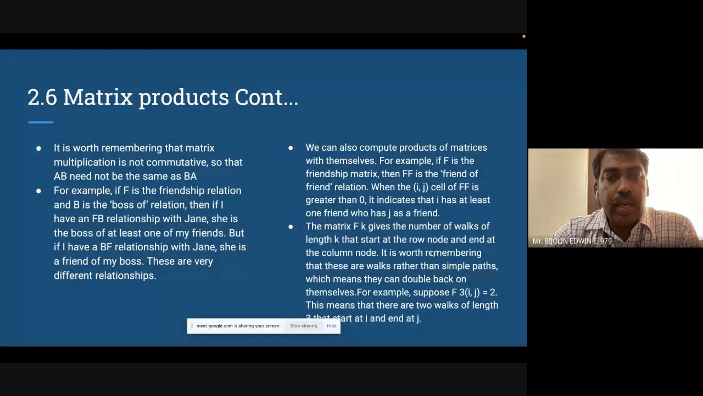Here an example is given. You can go through this example. You can take this example, or you can work out your own example also, with the concept of matrix products.